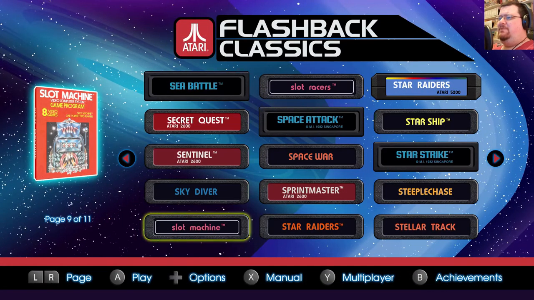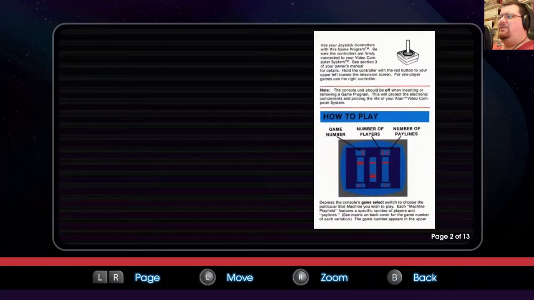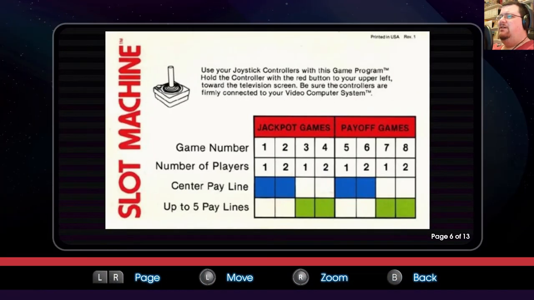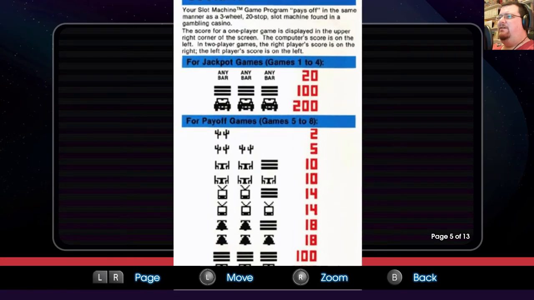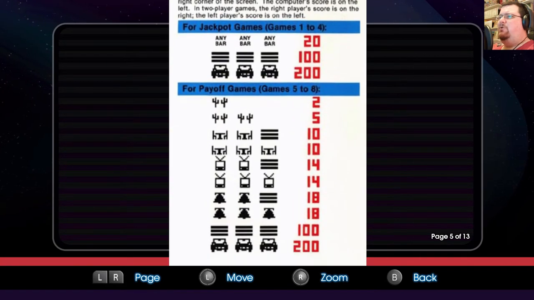Have a quick look at the manual, just check the winning combinations for that payoff mode. All right, so payoff mode, you win 2 for 1 cactus, 5 for 2 cactuses, 10 for 2 chairs and a 3 thing, or 10 for 3 sets of chair and tables. Okay, so having a bar as your last one, that's like a wild card. And the best is the cars.